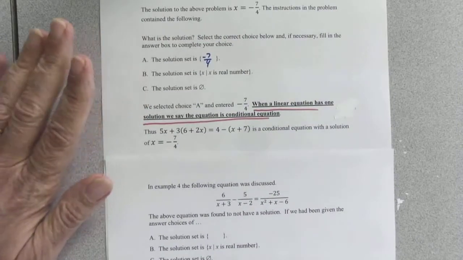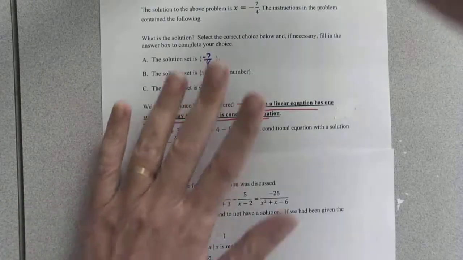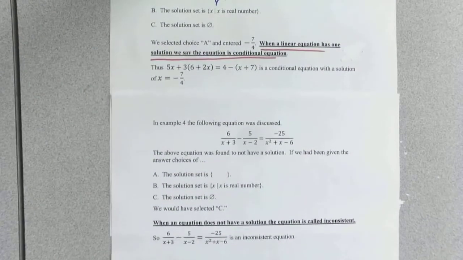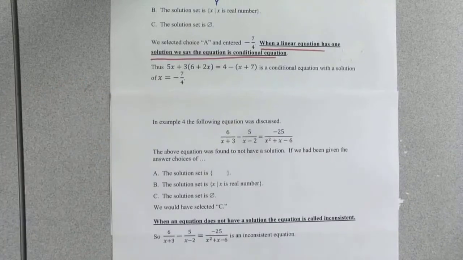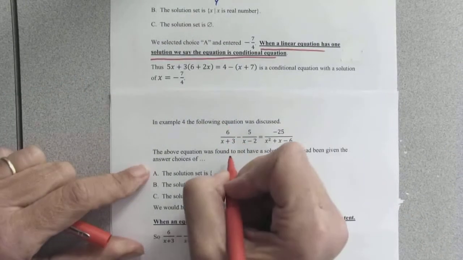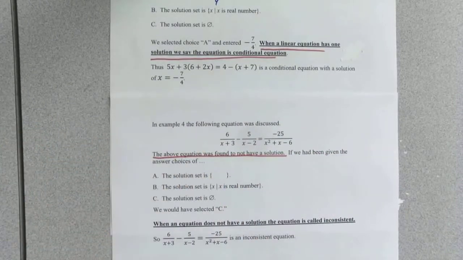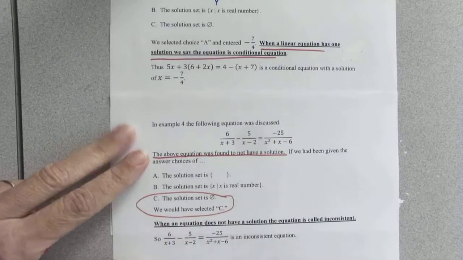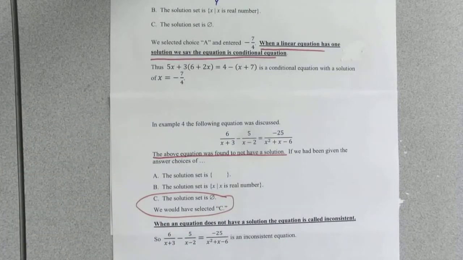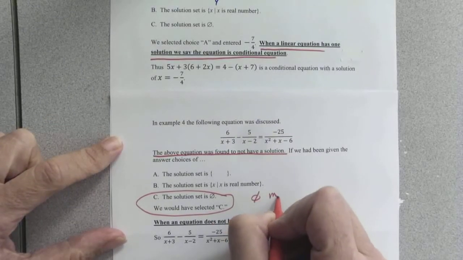The last example we just did, example 4, if we'd been given those same answer choices, we weren't, but if we'd been given the same answer choices, remember we found that it had no solution. The above equation is found to not have a solution. If we'd been given those same choices, we would have selected that the solution set is the empty set. This symbol right there means empty set.